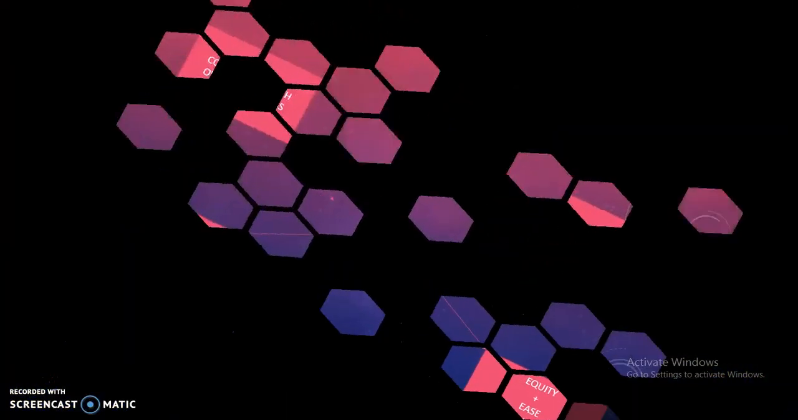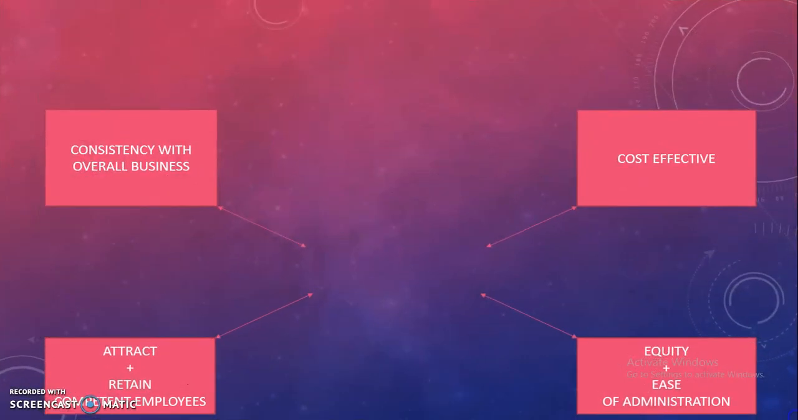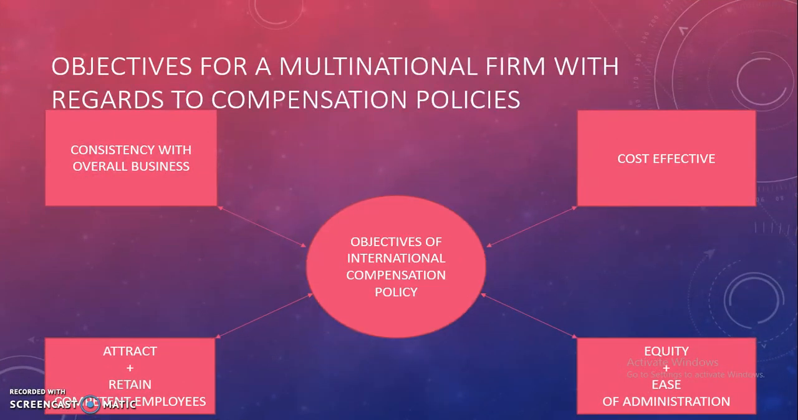Consistency with overall business strategies. This compensation should be in line with the structure, business needs, as well as strategy of the organization. 2. Attract and retain competent employees. This policy must be sufficient to attract and retain staff in the areas where the multinational has the greatest needs and opportunities. Hence, it must be competitive and recognize factors such as incentives for foreign services and reimbursements.